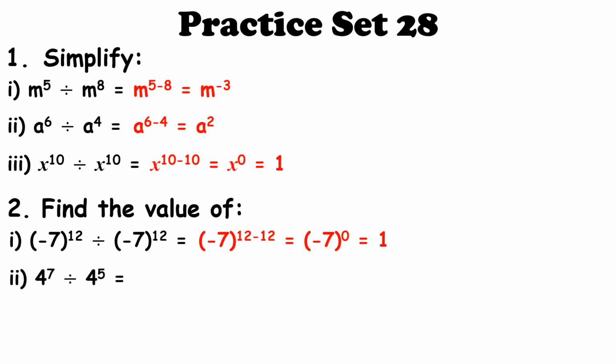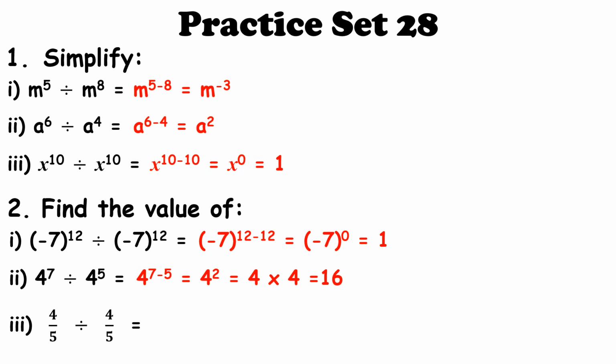Let's solve another sum. 4 raised to 7 divided by 4 raised to 5 will be equal to 4 raised to 7 minus 5, which is 4 raised to 2 or 4 squared. It can also be written as 4 multiplied by 4, which is 16. Let's solve one last sum.